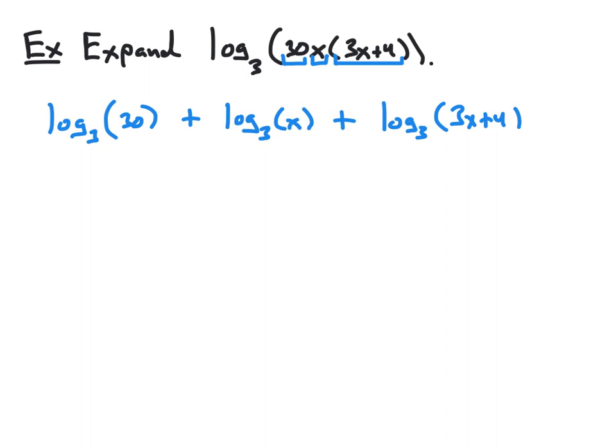Notice that there is no rule for simplifying the log of a sum. And so this log of 3x plus 4 is just something we have to leave alone. There's no nice way of being able to break that logarithm up. And so this term at the end is as simple as it can be.